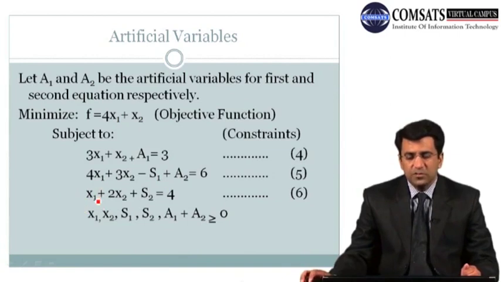So this equation is already in the same form, that is x1 plus 2x2 plus s2 is equal to 4, and now we have represented this particular equation as equation number 6. So again, x1, x2, s1, s2, a1, a2 all are non-negative constants. All of the values of these variables should be positive.